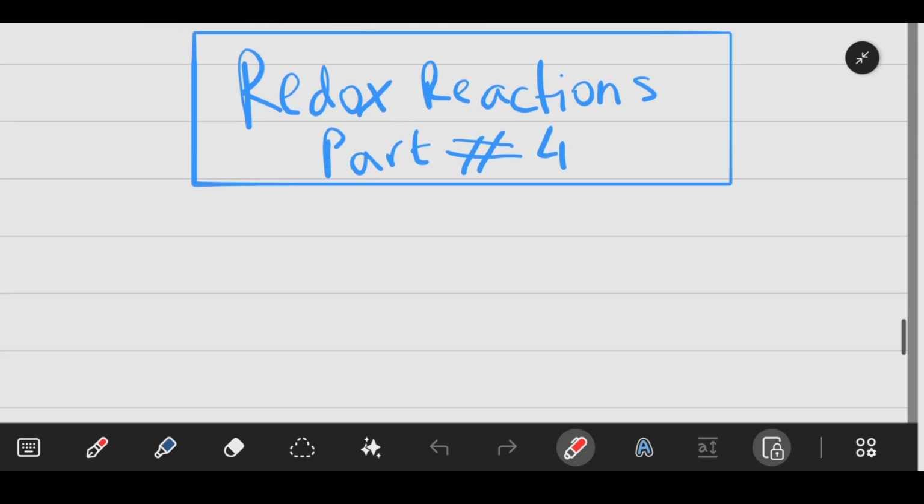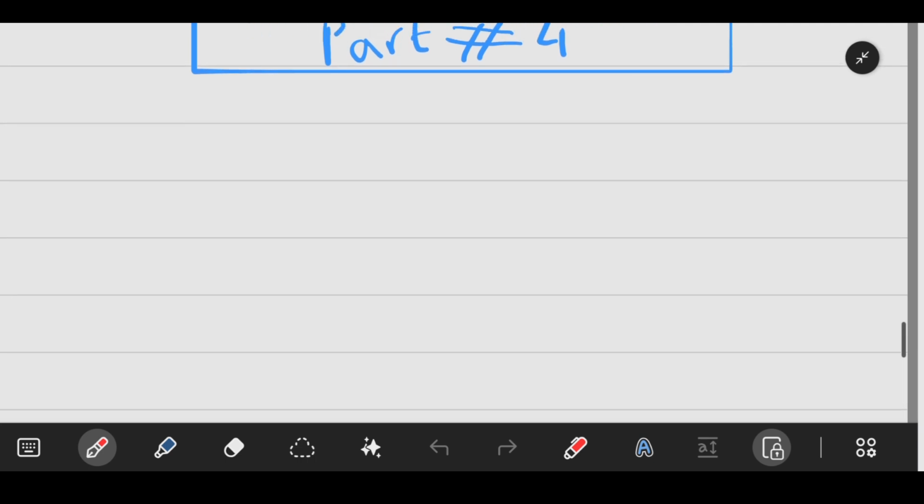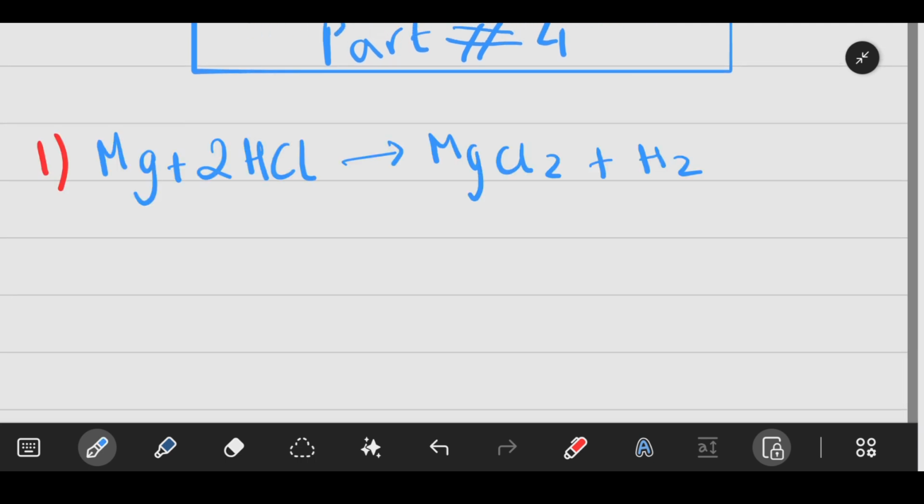So in the last class, I left you with 2 equations. I'm pretty hopeful that you attempted them. The first equation was Mg plus 2HCl will give us magnesium chloride and hydrogen. So the first step in the chemical equations was that we have to locate the separate elements in this. So in this I can see 2 elements, magnesium and hydrogen.